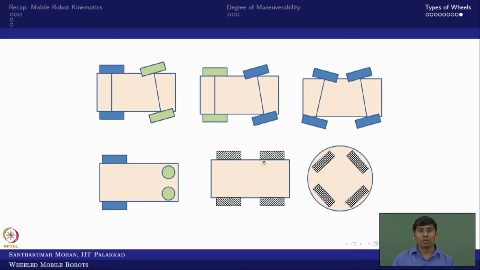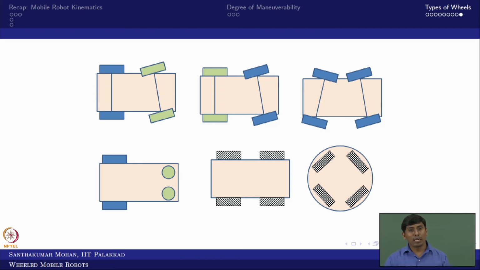You can see the number of controllable inputs is 4 and this is straightforward, the maneuverability is 4. And this is 4 omnidirectional wheels. Here also you can see the degree of mobility is 4, and the degree of maneuverability is also 4, right? So these are some of the examples for identifying the degree of maneuverability.